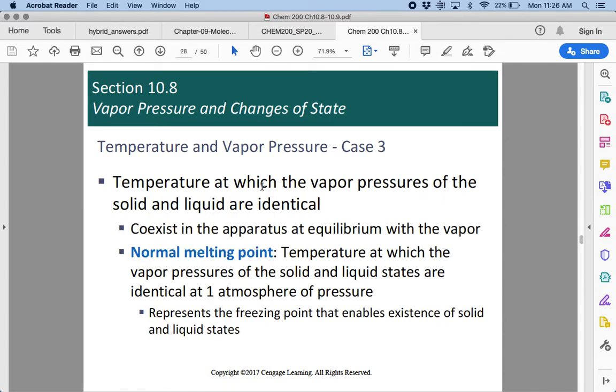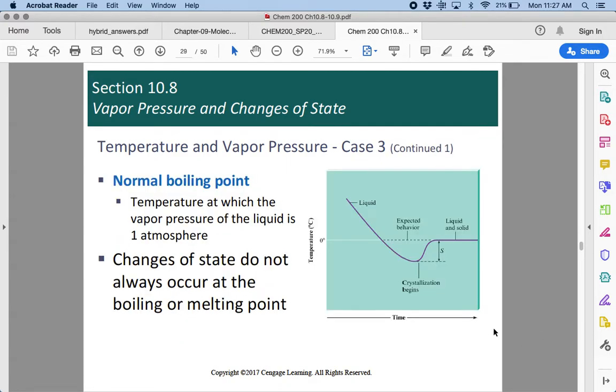If the vapor pressures of the liquid and the solid are identical, then they can coexist at equilibrium, and this would be the normal melting point. So it's the temperature at which the vapor pressure of the solid and the liquid states are identical at 1 atmosphere. This is just what we would consider the normal melting point of something. So we can apply this to things like the boiling point as well. Again, this would be where the vapor pressure of the liquid is at 1 atmosphere.